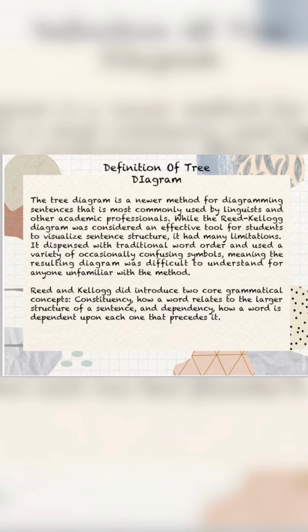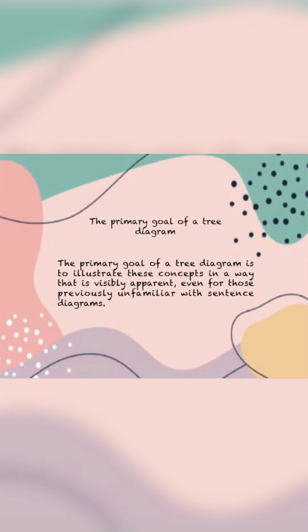Reed and Kellogg did introduce two core grammatical concepts: constituency, how a word relates to the larger structure of a sentence, and dependency, how a word is dependent upon each one that precedes it. The primary goal of a tree diagram is to illustrate this concept in a way that is visibly apparent, even for those previously unfamiliar with sentence diagrams.